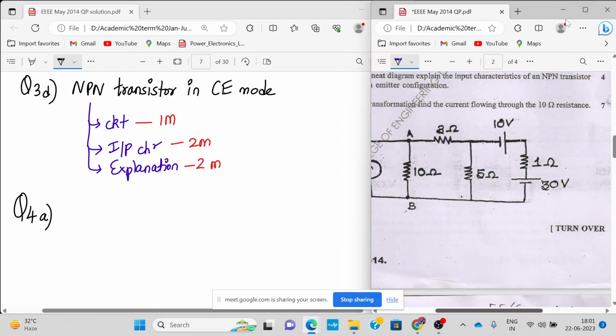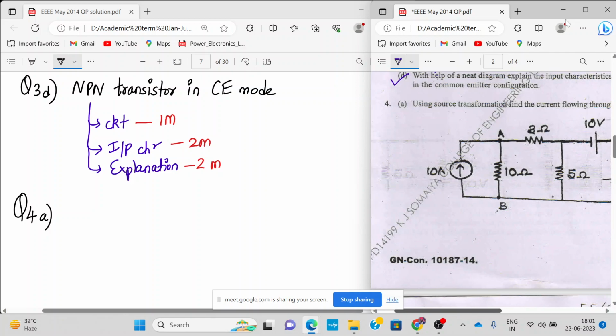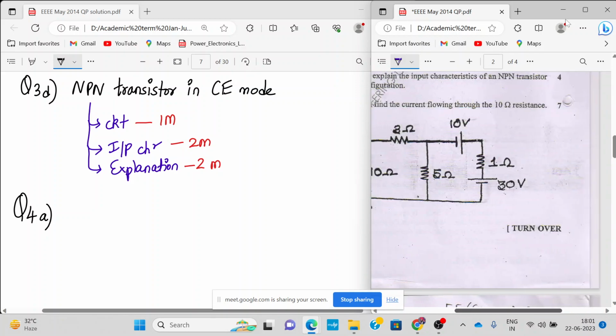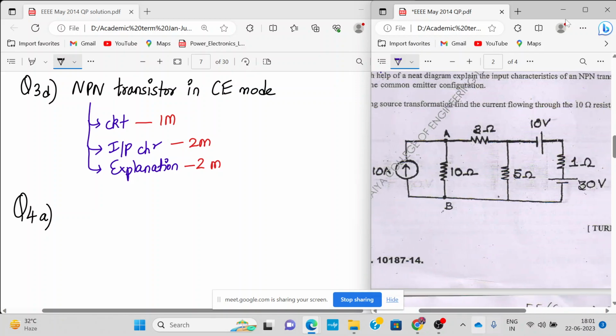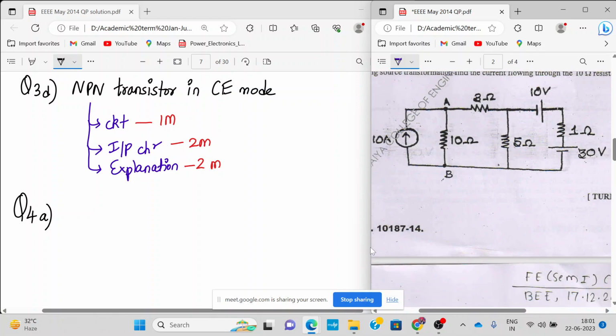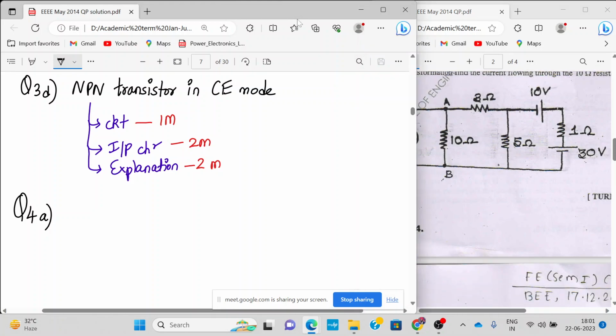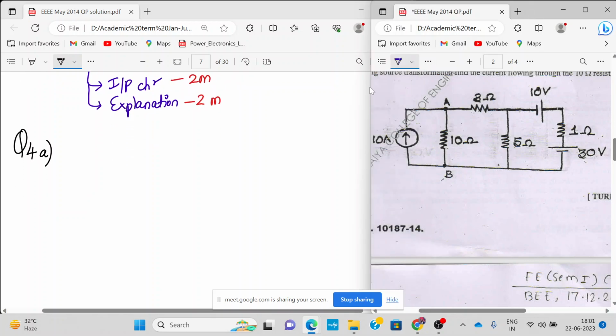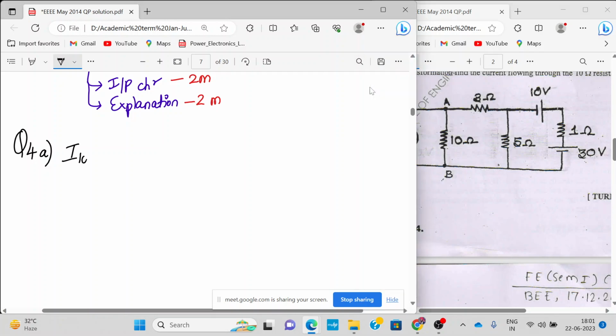So, next is question number 4A. Again, it's a DC network theorem. Using source transformation, find the current flowing through 10 ohm resistance. So, this is the circuit given to you. So, note down the circuit. Note it down, the circuit diagram. So, you need to find the current flowing through 10 ohm resistance only using source transformation.